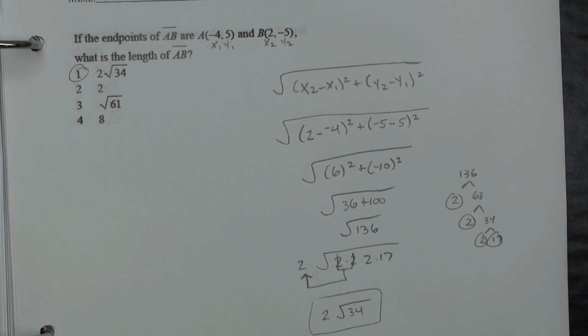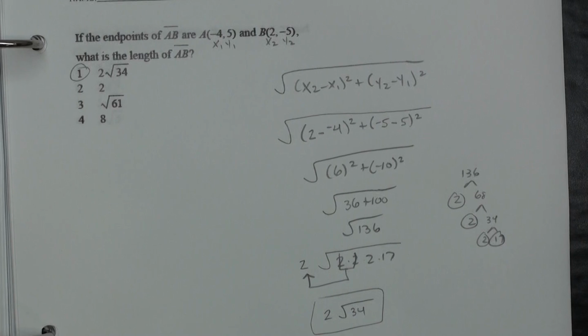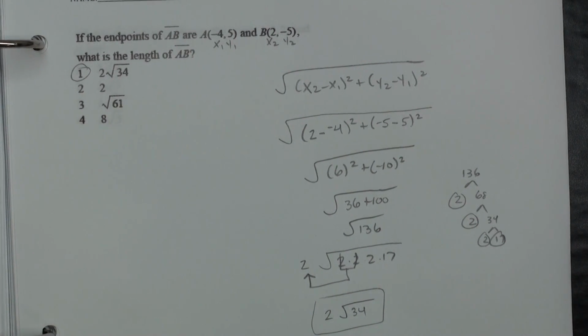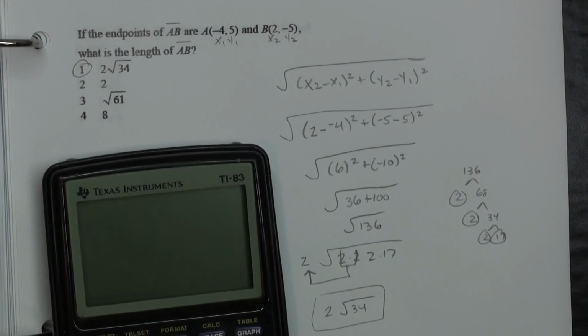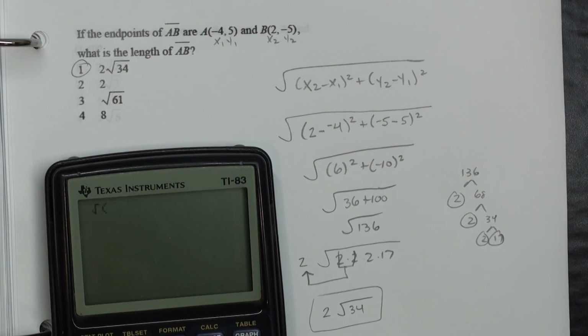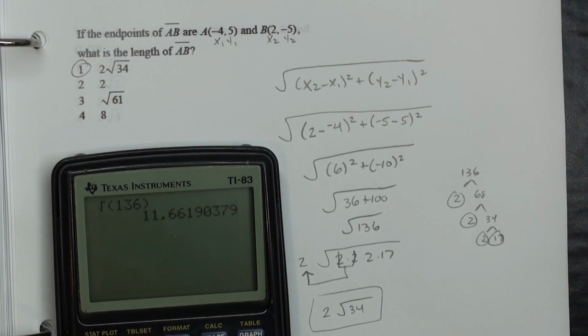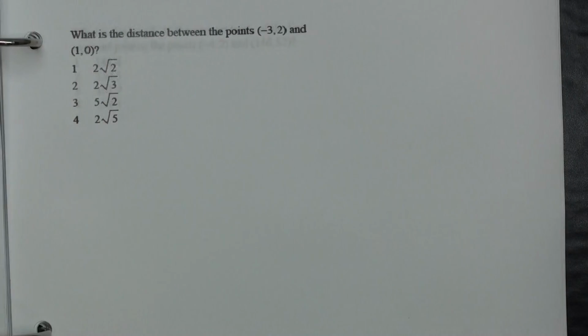Okay? Just get my calculator out for a second here. I also want to show you that if I did the square root of 136, I get that for an answer. Now if I do 2 square root of 34, I get the same thing. See? Okay. Next problem.